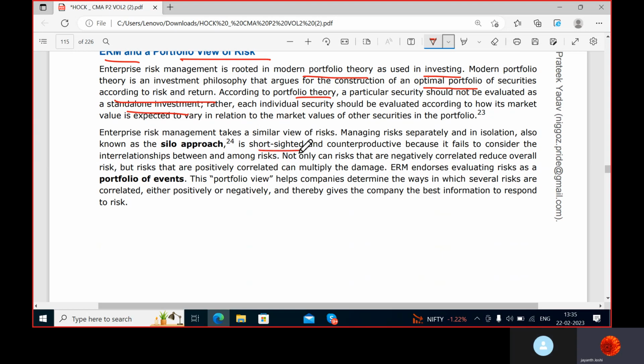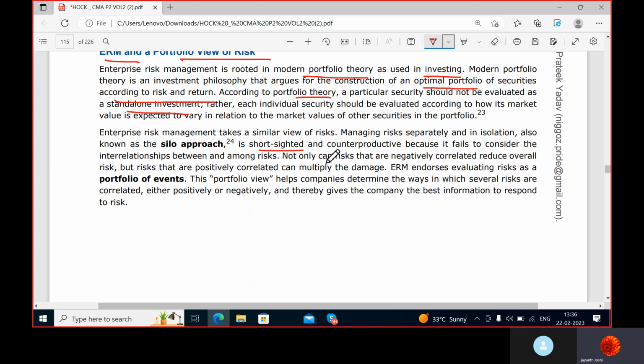It's short-sighted in the sense that you are not seeing the effect of one risk which can lead to another risk. Are you understanding? You should properly understand the interrelationship among risks and you should study them collectively. That means the collective damage should be seen.